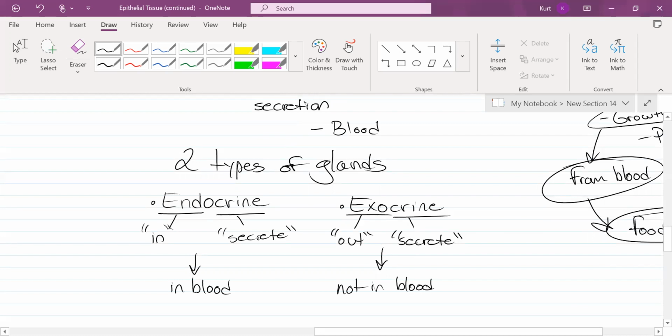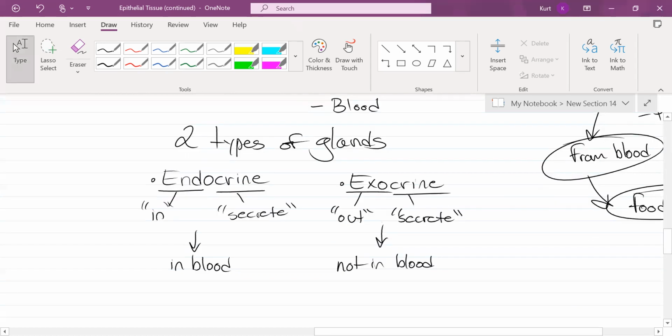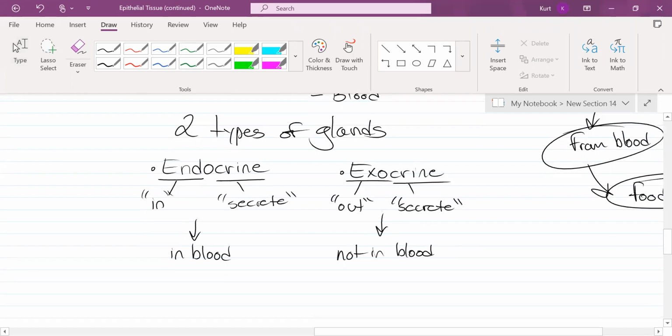When you guys sweat, the sweat goes on your skin. Is that endocrine or exocrine? When you salivate, at the dentist, they say suction, saliva suction. Is that saliva in your blood? No. So that would also be exocrine. What about adrenaline? Is that in your bloodstream? Yeah, that's endocrine. So endo and exo just mean in the blood or not in the blood.